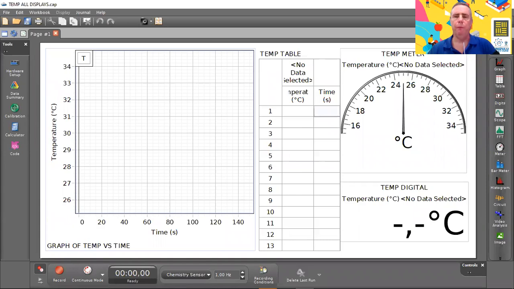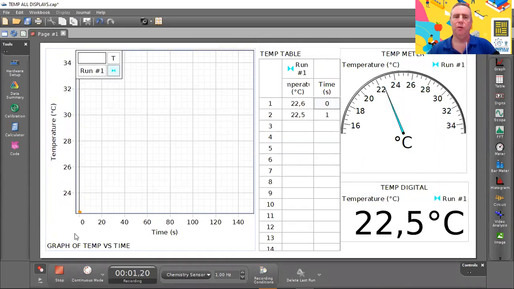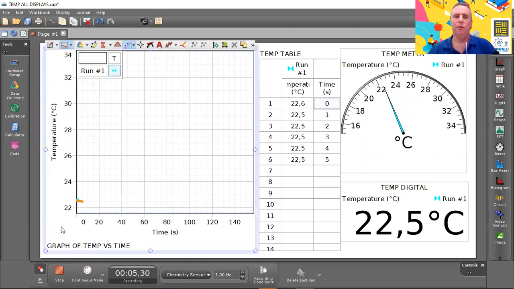So now I have 4 displays on screen: the digital readout, the meter, the table, and now I've included a graph. And this is a rate graph. It's a graph of temperature against time. And as I start recording the temperatures, you can see immediately the graph at the bottom starts plotting here. You can see the temperature is 22.5 degrees.